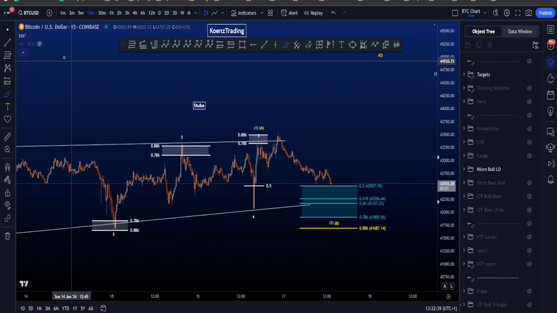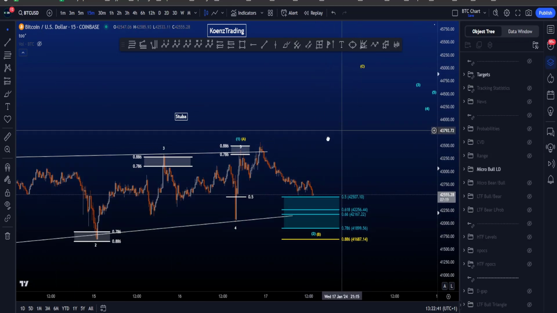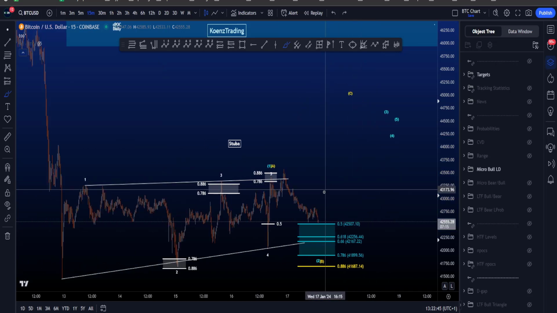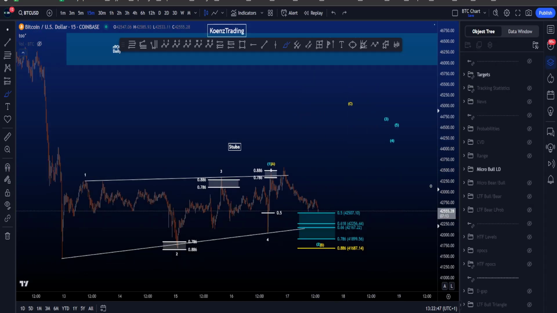And then we are looking for either a wave C to the upside, which then results of course in a bearish scenario as we still expect more downside, or a wave 3 to the upside, but that is something we have to wait and see.